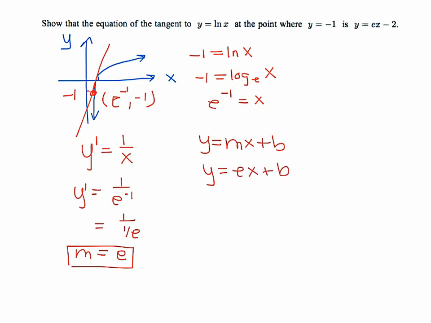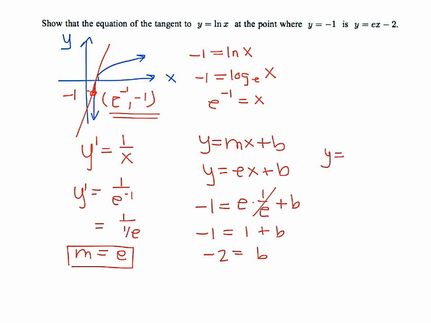And we know the point. The point is e to the -1st power and -1. So -1 equals e times e to the -1st power, which is 1 over e, plus b. Here it'll cancel out. You're left with -1 equals 1 plus b. Therefore, b is equal to -2. So finally, the equation of the tangent line at x equals e to the -1st power will be y equals ex minus 2, which is what we needed to show.